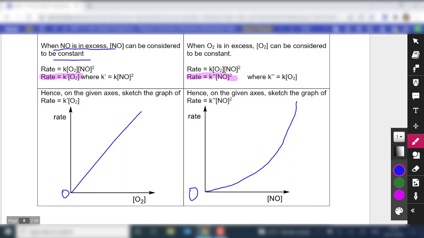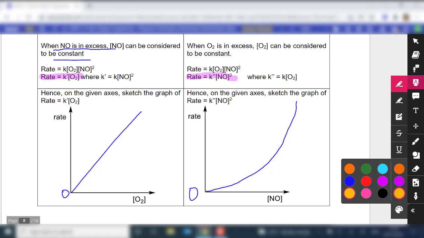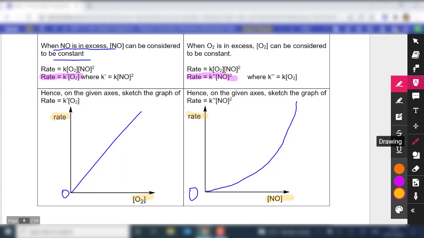Depending on the values, of course, it could curve earlier or later, depending on the value of NO. Take note that this is one of the most important sketches you need to be familiar with: rate against concentration. Make sure you are familiar with what kind of concentration you are dealing with. It could be the concentration of either of the reactants, and one of them must be in excess. It is only when it is pseudo nth order that this kind of graph makes sense.